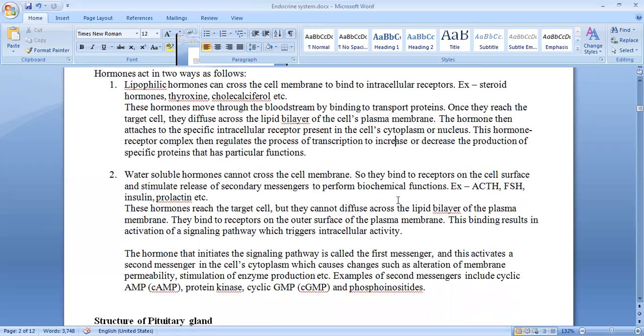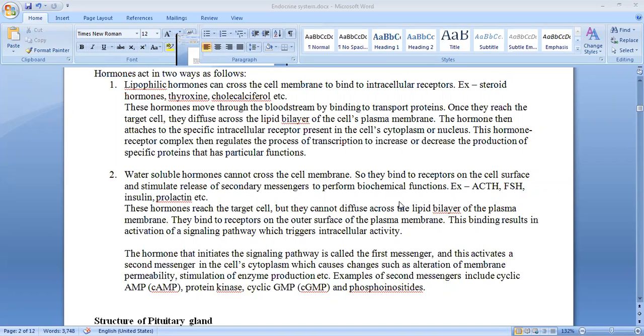Then the next type of hormones are the water soluble hormones. As we said, they cannot cross the cell membrane, so they will remain on the surface of the cell itself. Because they are not lipophilic, they cannot cross the cell membrane, so they will bind to the receptors on the outside of the cell, on the surface of the cell.